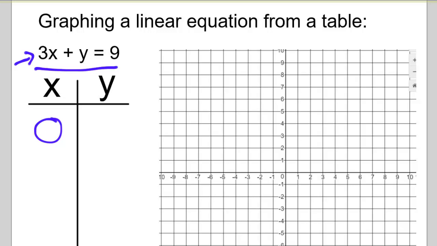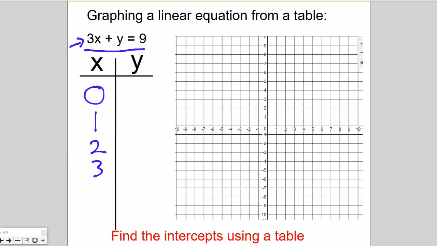Now, one of the easiest things to choose for substituting a variable would be a 0. And I don't want my numbers to go too big, so I'm just going to pick a couple here. I'm going to go 0, 1, 2, 3, 4, and I believe 5 will fit on the graph as well. And all I'm going to do is take each one of these numbers. I'm going to start with a 0. I'm going to substitute it in right here for x. And so that first one would be 3 times 0 plus y equals 9.